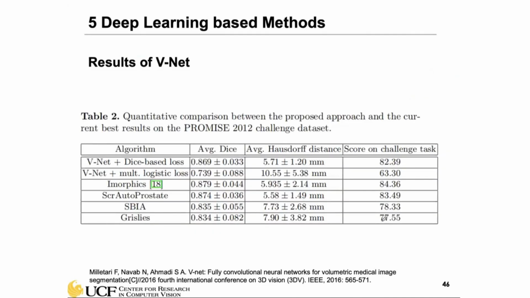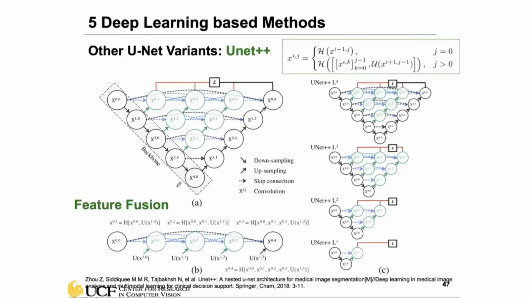Okay, so here are some of the quantitative results. This is for segmentation. They're using the average Dice and Hausdorff distance to measure the performance and do the comparison with other methods. And we also have a couple of other UNet variants, because UNet is very simple and successful. So people try to build upon UNet, modifying it or maybe improving it, right?